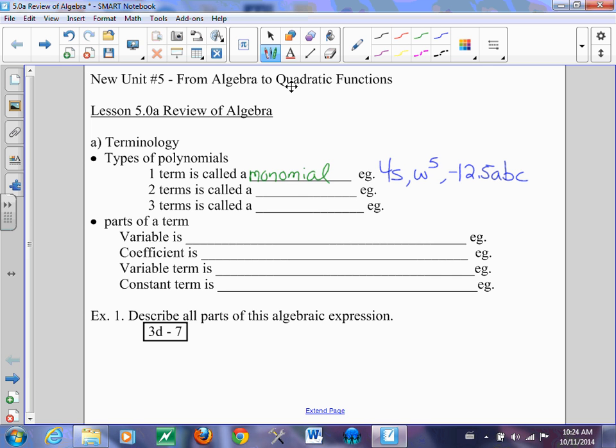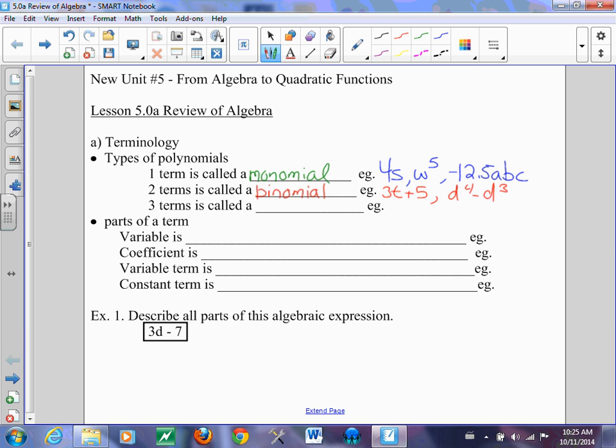If we have two terms, it's a binomial. An example of a binomial would be something like 3t plus 5. Notice there are two terms. The terms are separated by addition, subtraction, multiplication, or division signs. Or I could have something like d to the 4th minus d to the 3rd.